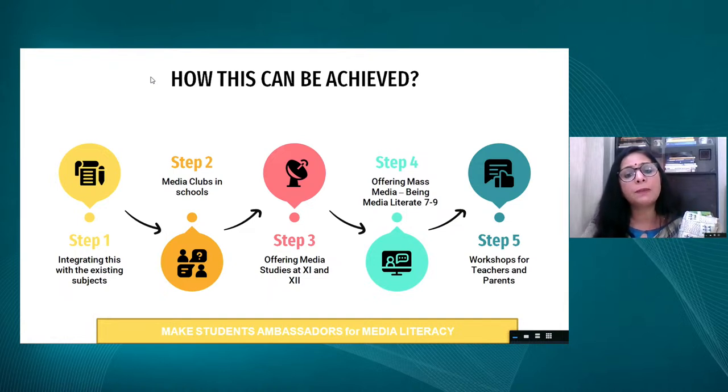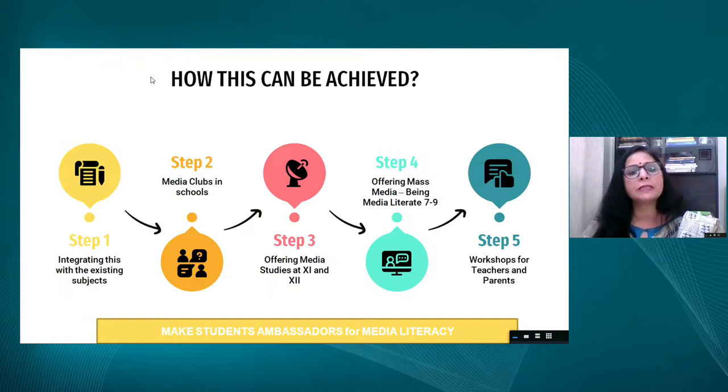Step three is offering media studies at class 11th and 12th. The subject is there. It's an elective subject, but not many schools are offering this elective subject. But if we think that there are a lot of jobs available, then we need to offer the subject at 11th and 12th.